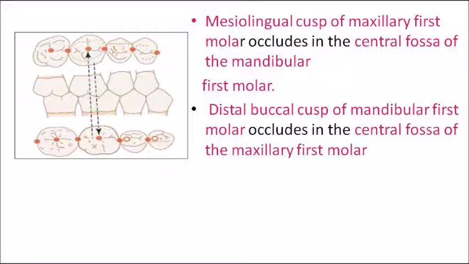In a similar manner, in the lower arch, you can see another arrow directed from the distobuccal cusp of the mandibular first molar towards the central fossa of the maxillary first molar. So it shows the supporting cusp in the lower arch, which is the buccal cusp, here the distobuccal cusp, and the centric stop in the upper arch, which is the central fossa of the maxillary first molar. I hope the picture gives you a better idea of the supporting cusp, holding cusp or functional cusp and its relation to the centric stop.